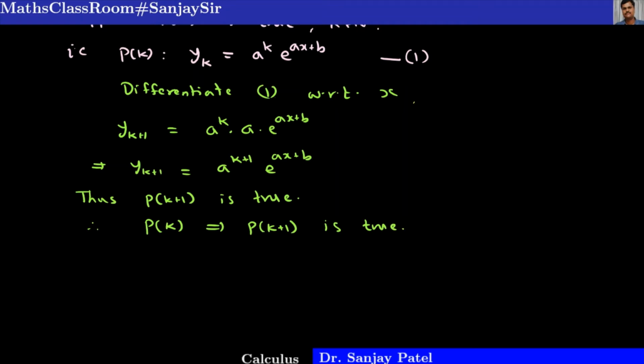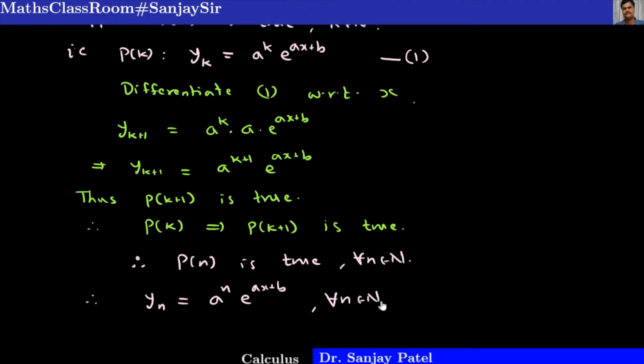And therefore, we can say that P of n is true for every n belongs to N. So all these statements we always write in all the proofs at the end, after proving the result by principle of mathematical induction. So the final conclusion is, as Pn is true, I can say y_n is equal to a raised to n into e raised to ax+b is proved for every n belongs to N.